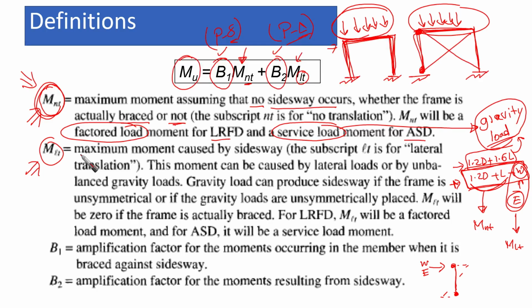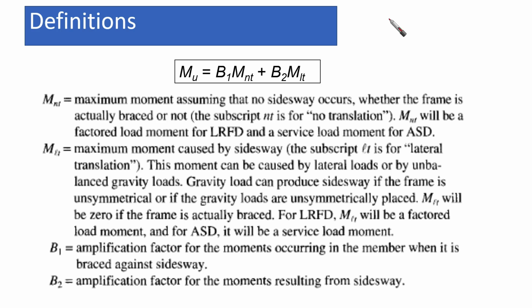Now, the maximum MLT is the maximum moment caused by side sway. The subscript LT is for lateral translation. This moment can be caused by lateral loads or by unbalanced gravity loads. What is the meaning of this? Let me clear everything here. If we have lateral loads, then we are going to expect that the structure is going to have some delta here. The moment that is going to be developed due to this lateral load, whether it is earthquake or wind or whatever, we're going to call MLT, which is lateral translation.